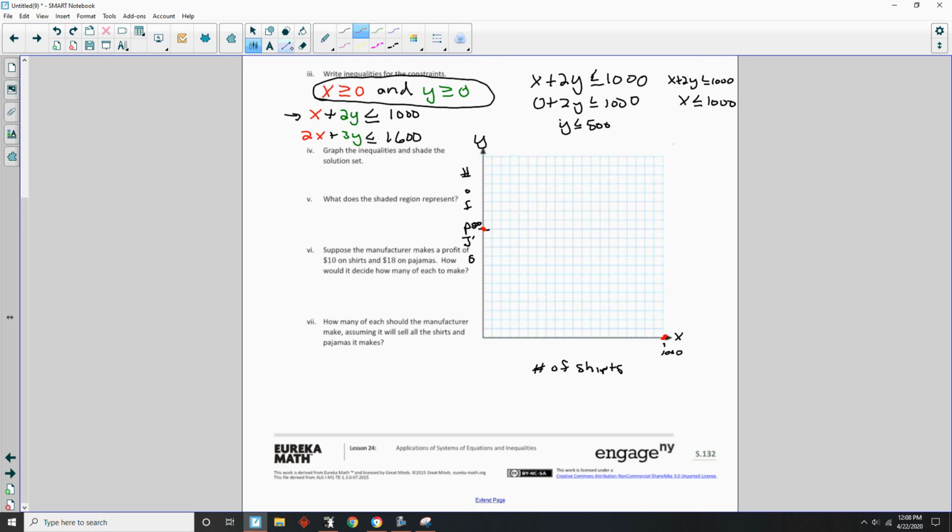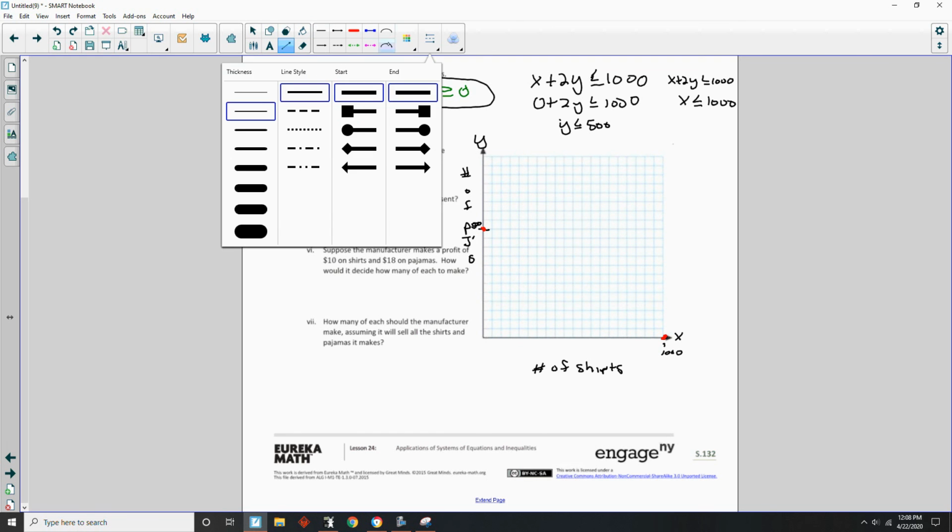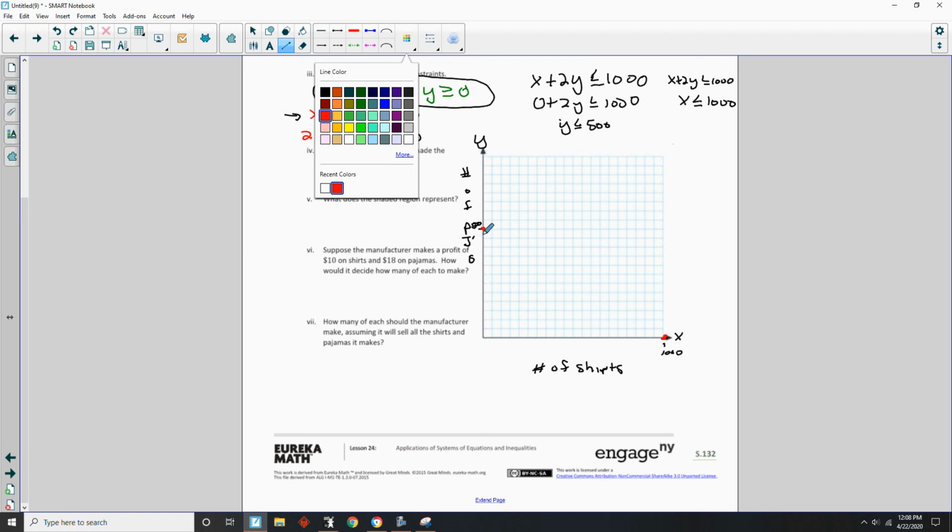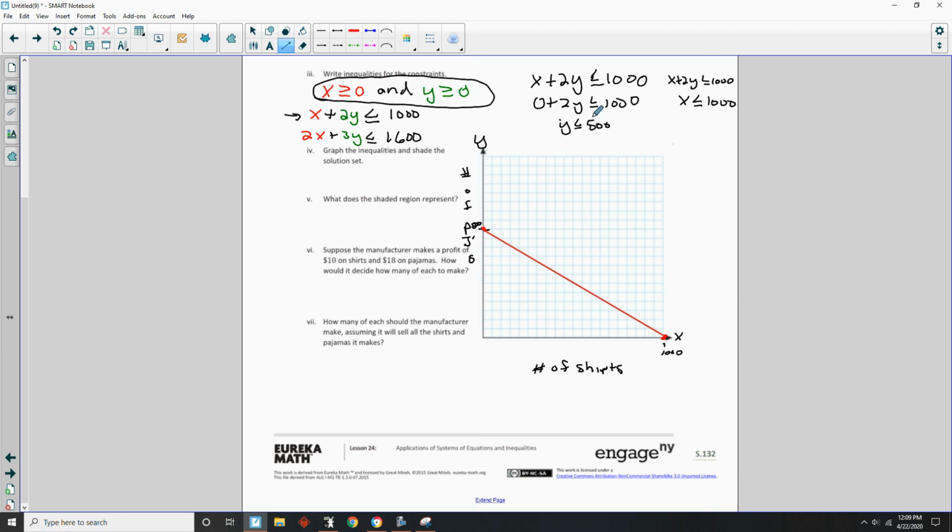And then I would have a segment, let's make it red, that goes from (0, 500) to (1,000, 0), like so. It's less than, so the shading would be below. I'll do the shading after. Alright, so now I want to do the next one. Let me erase this so I have room.